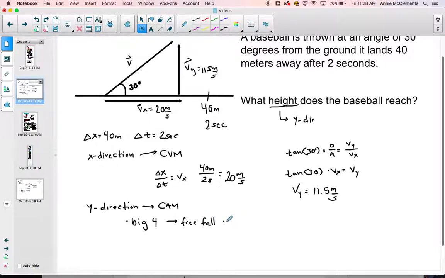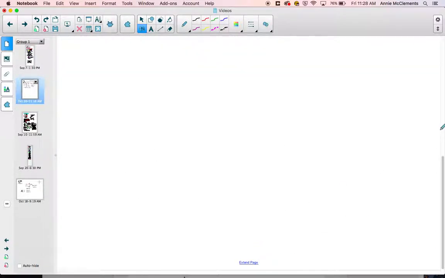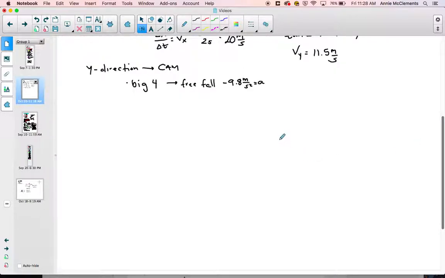Right? It's going to have an acceleration of negative 9.8 meters per second squared. Okay, so if the question is what height does the ball reach, we have to do a little thinking here about what's given, right? We're told, go ahead and sketch the path of the ball here, just kind of roughly, right? We're told that the ball, when it's thrown at 30 degrees, travels 40 meters in 2 seconds.